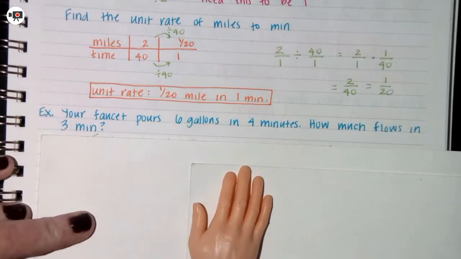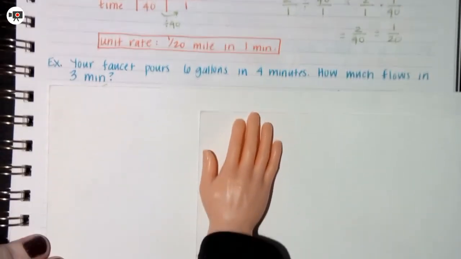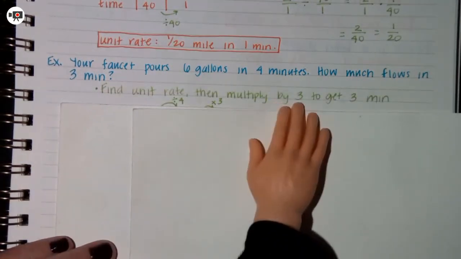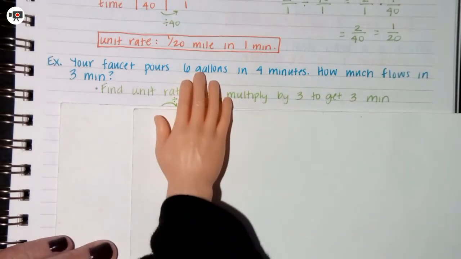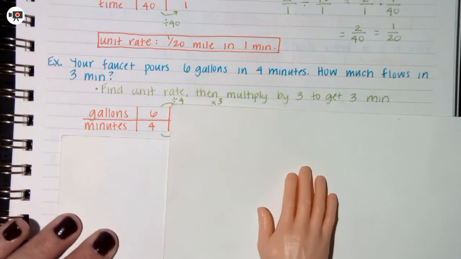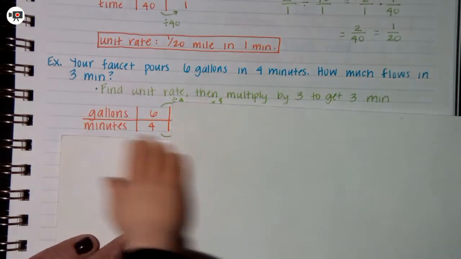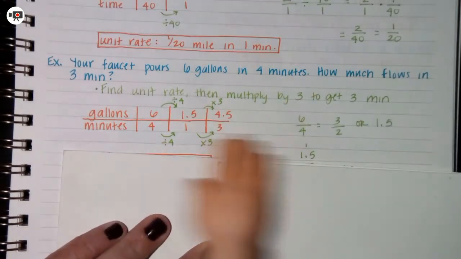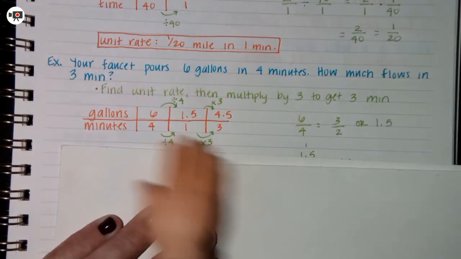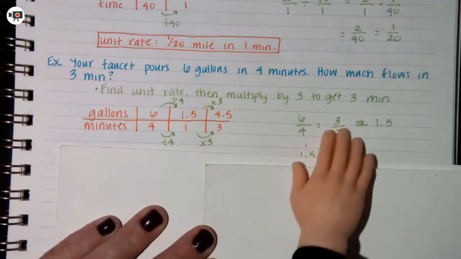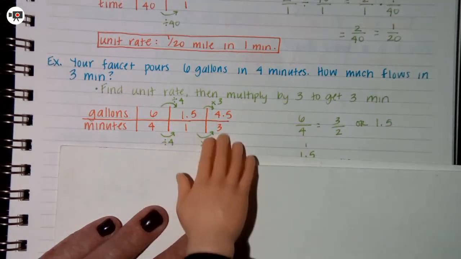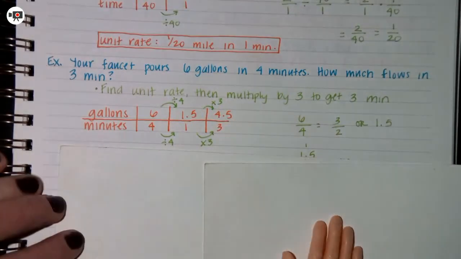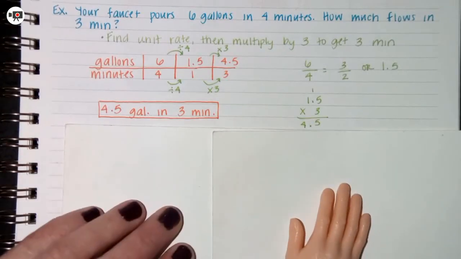Alright, your faucet pours 6 gallons in 4 minutes. How much flows in 3 minutes? So I'm going to first find the unit rate and then multiply that by 3 to get 3 minutes. So I need to find how many gallons in 1 minute. So gallons over minutes, we're going to turn the bottom row into 1. So that's dividing by 4. And 6 over 4, 6 divided by 4 is 1.5. We can see that here. And then to get 1 to turn into 3, multiply by 3. So then 1.5 times 3 is 4.5. So that is 4.5 gallons in 3 minutes.